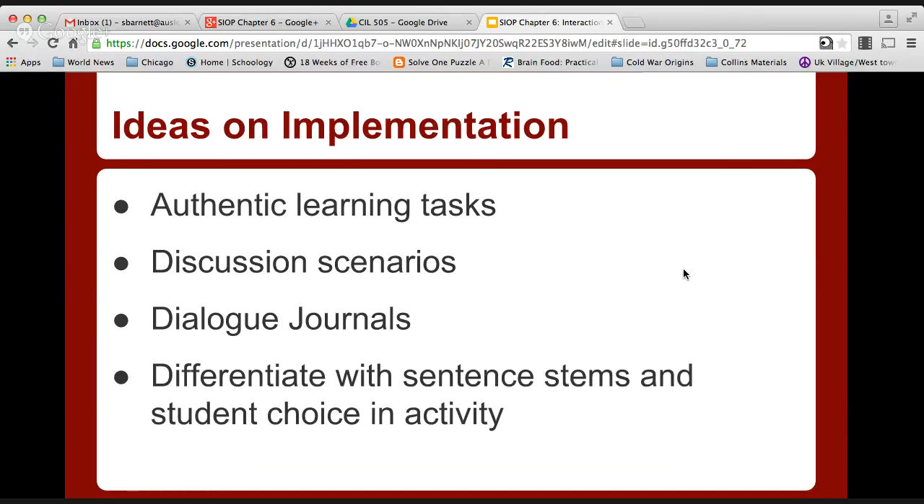Lastly, some differentiation ideas. Sentence stems, which probably most of us know, are very useful. You can use sentence stems in different ways depending on how high performing the kids are in your room. You can recommend that students with higher language skills just use the sentence stem when they're stuck, whereas those with lower language skills can literally read the sentence stem and just fill in the blank as they are crafting a response. I mean, this is obvious, this is repetitive, but student choice in activity is important even in these interaction things.